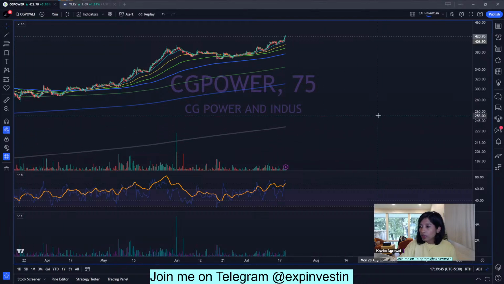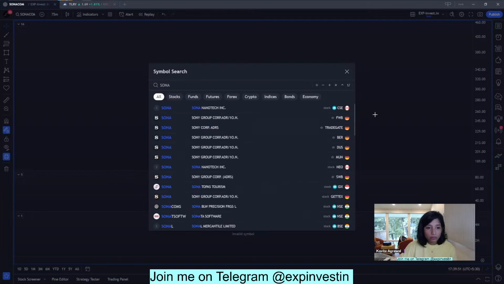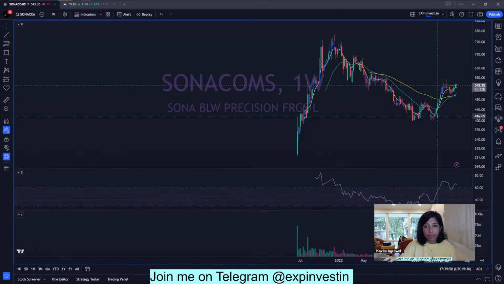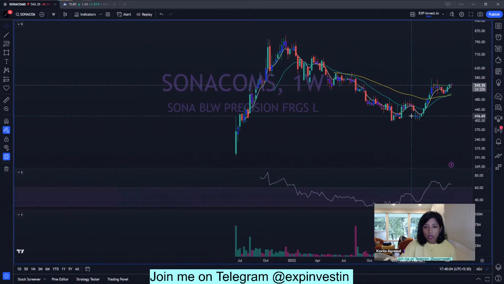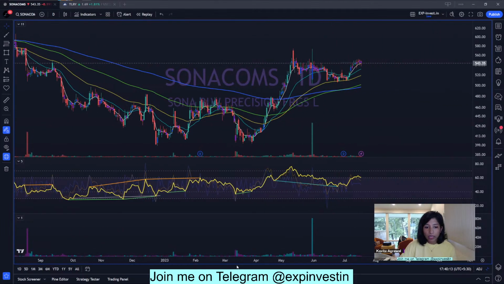Okay, we have a question on Sonata Software. So this is Sonata, and from what I can see, the stock gave a really good reversal from the level of 400 and it has gone up 30%. But does it feel like moving up further?